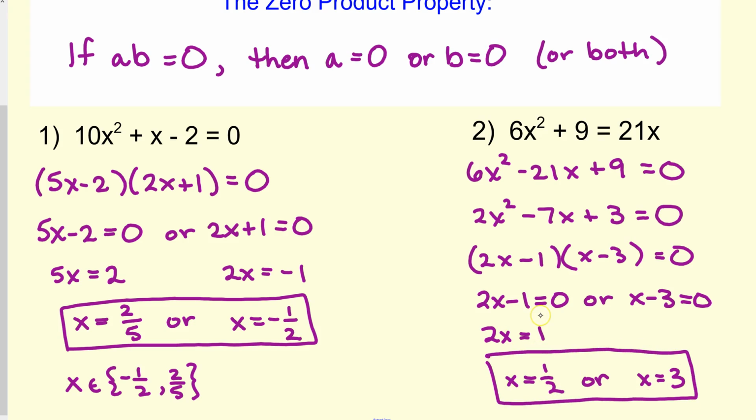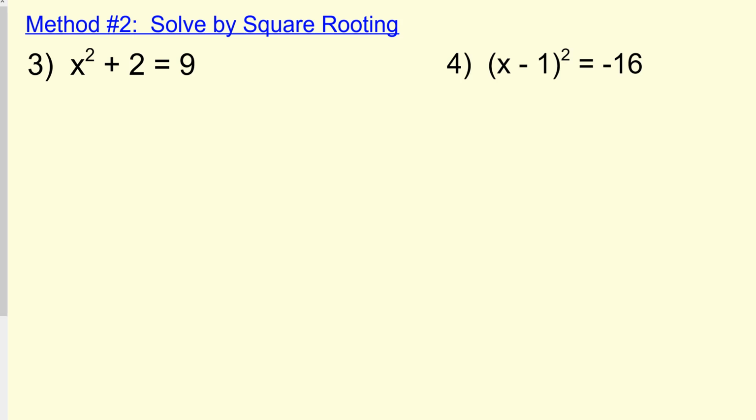And we could use set notation and just put them in set braces if we want to. Okay, so that's the process of solving by factoring. Method number 2 is solve by square rooting.